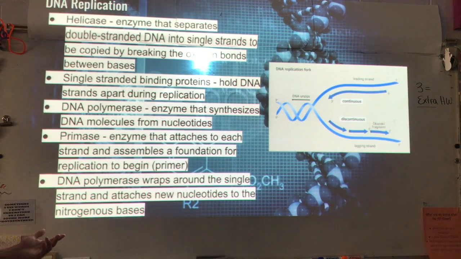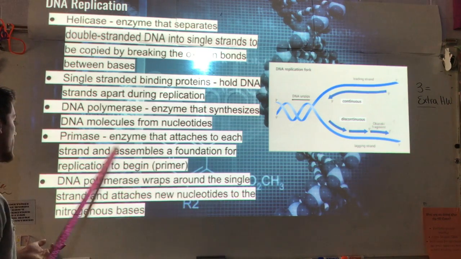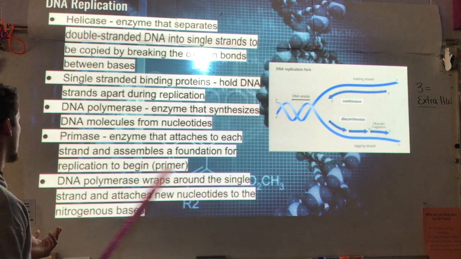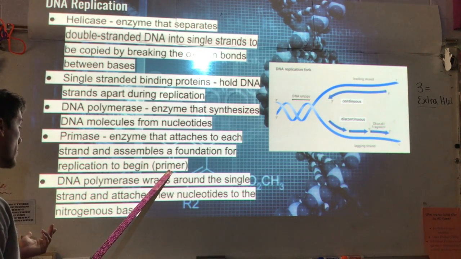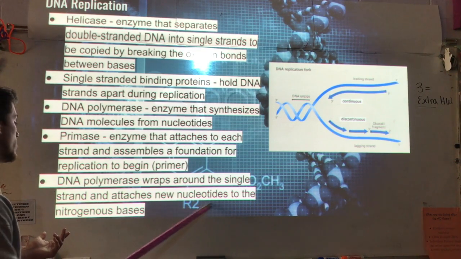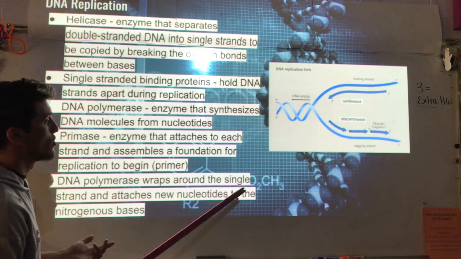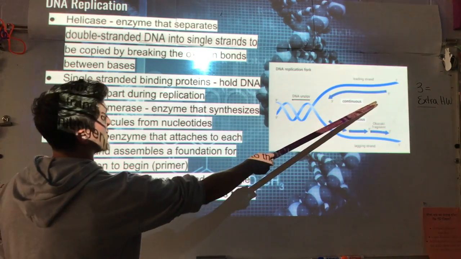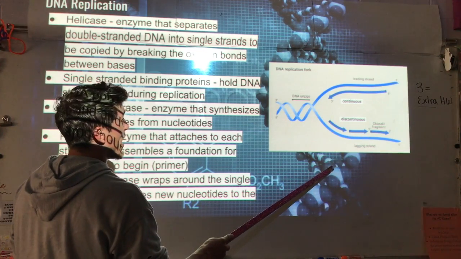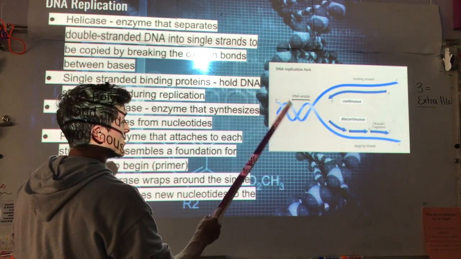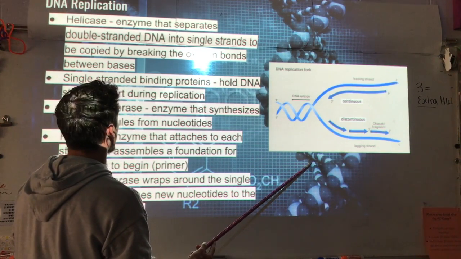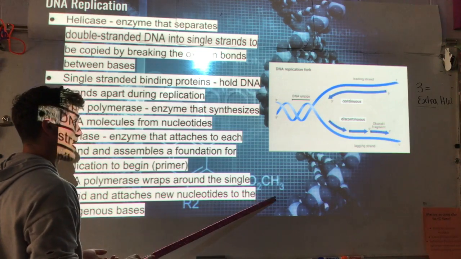If you need to go back in the video to help understand that, now's the time to do it. And then primase is the enzyme that attaches to each strand and assembles a foundation for replication to begin. It's known as a primer. And DNA polymerase wraps around the single strand and attaches new nucleotides to the nitrogenous base. So just here you can see this is known as a leading strand, and this is known as a lagging strand, the Okazaki fragments. This is important to copy down into your notes to help understand. So if you want to just take a minute to do that.